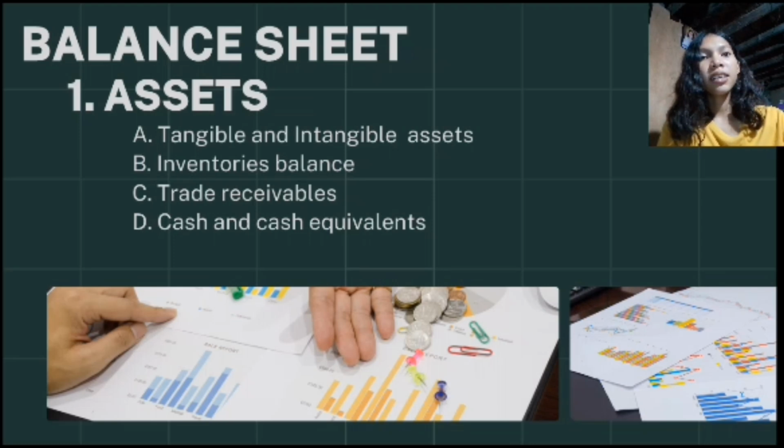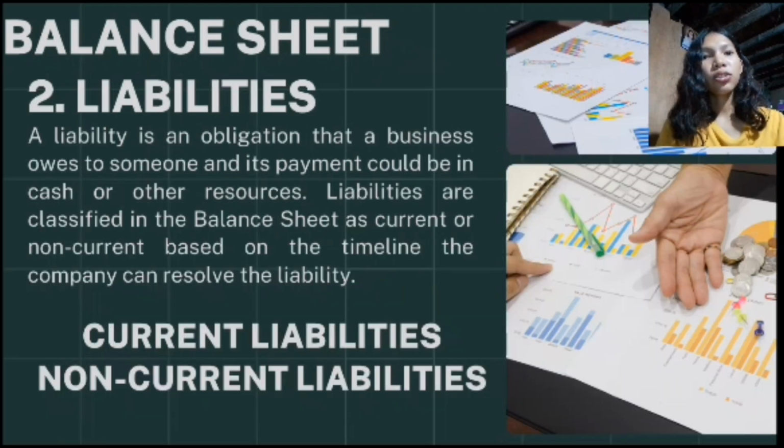So the next is the liabilities. So a liability is an obligation that a business owes to someone, and its payment could be in cash or other resources. So liabilities are classified in the balance sheet as current or non-current based on the timeline the company can resolve the liability. So a liability is something a business owes to others, like debts or obligations, and it can be paid with cash or other resources.